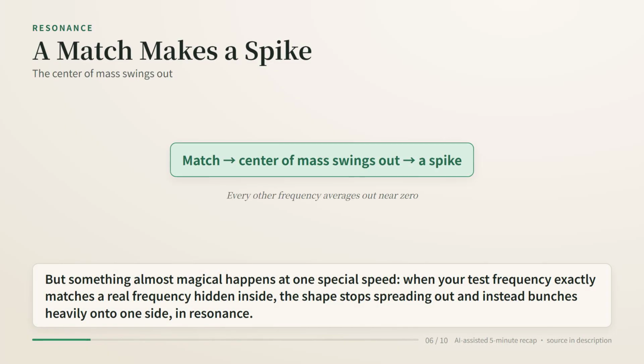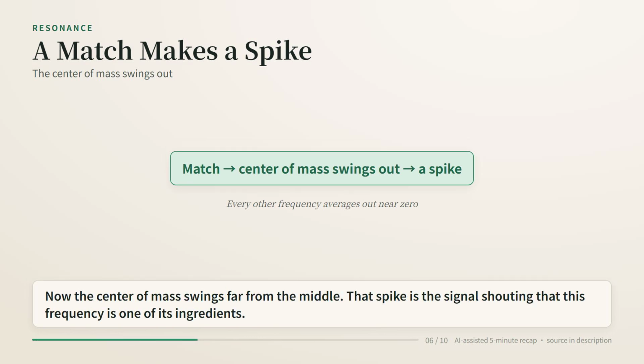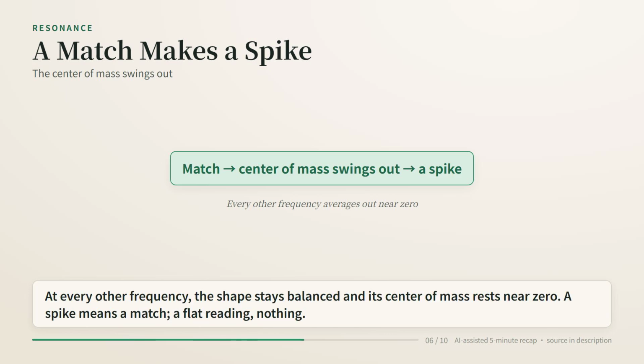When your test frequency exactly matches a real frequency hidden inside, the shape stops spreading out and instead bunches heavily onto one side, in resonance. Now the center of mass swings far from the middle. That spike is the signal shouting that this frequency is one of its ingredients. At every other frequency, the shape stays balanced and its center of mass rests near zero. A spike means a match, a flat reading, nothing.